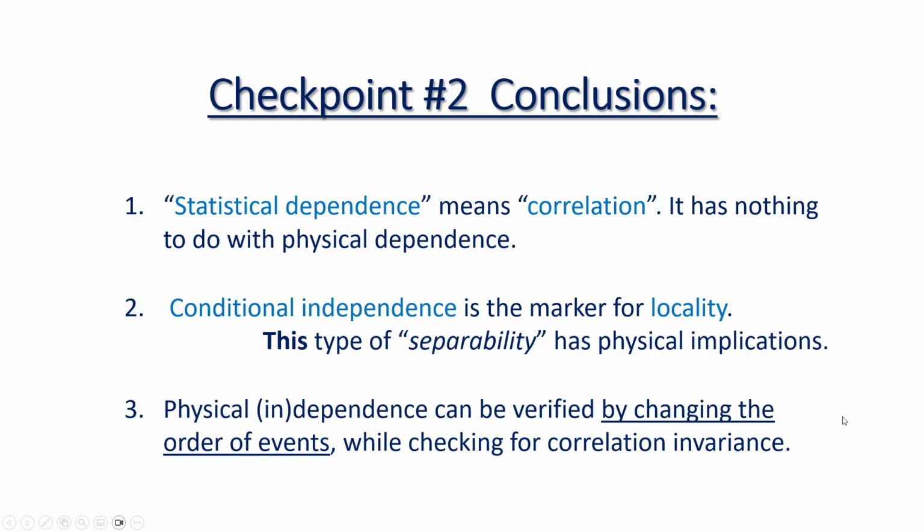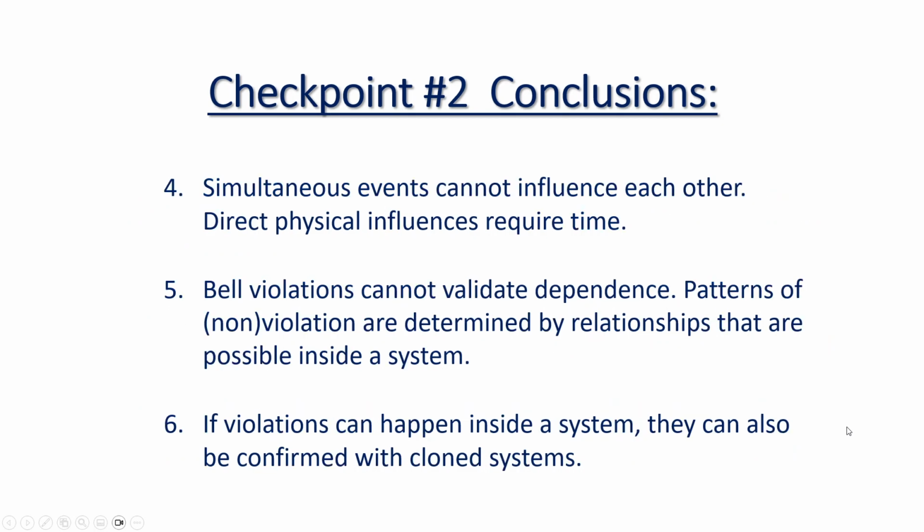Contrary to Bell's theorem, it is not possible to determine the reality of physical separability with a Bell test. Instead, this can only be done by changing the order of measurements. Notably, quantum correlations are determined with simultaneous parallel measurements. Hence, it is not surprising to discover that they are conditionally separable and therefore local.